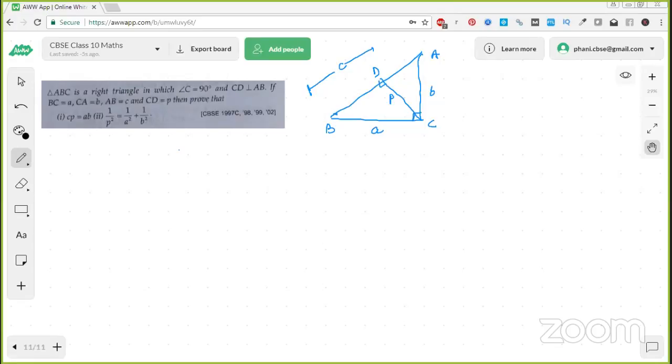So the first thing we can write is the area of the triangle ABC equals half into AB into CD. So that is half into C into P.